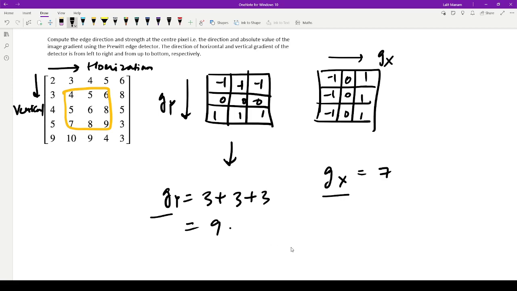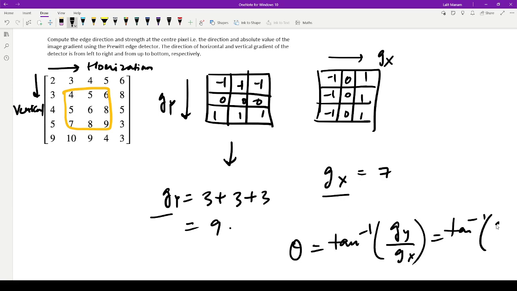Edge direction? It is tan inverse of gy by gx. Here, in the specific case, it will be 9 by 7. Okay, that should be fine.